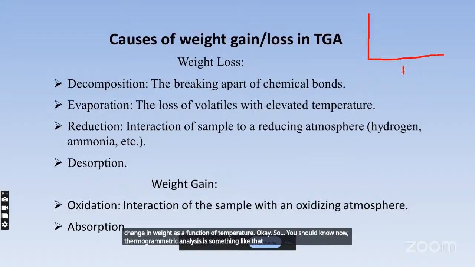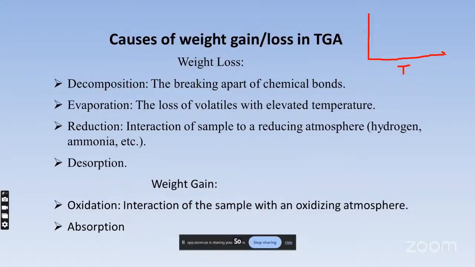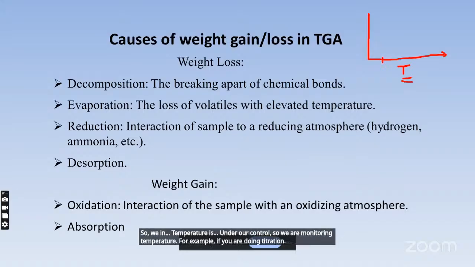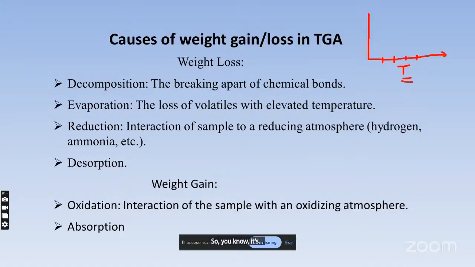We are changing the temperature of our sample continuously, so temperature is under our control, and we are monitoring it. For example, if you are doing a titration, the solution that you take in the burette is a standard solution, so you know its concentration and all those things. Likewise here, we know firmly the temperature of our sample. We don't know what the weight change will be.